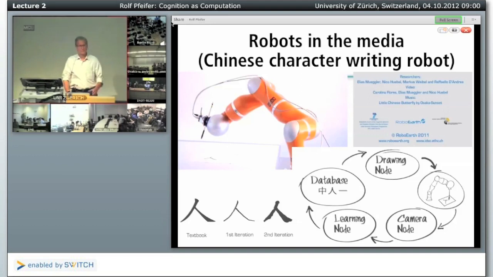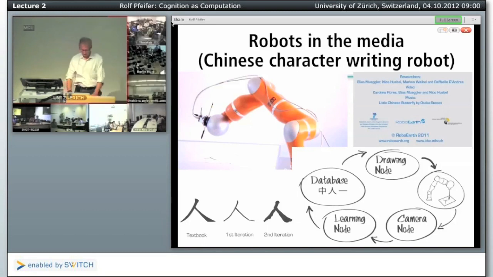If you look at the media, there is a lot of coverage of robotics in the media. This was in 20 Minutes, which is kind of the local tabloid in Switzerland, the largest newspaper in Switzerland. And they talked about this robot, which was developed at ETH in Zurich for learning to write Chinese characters. Basically, the way it works is very simple. It has a database.